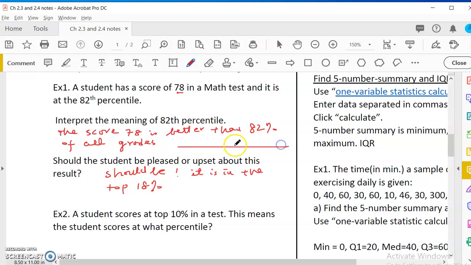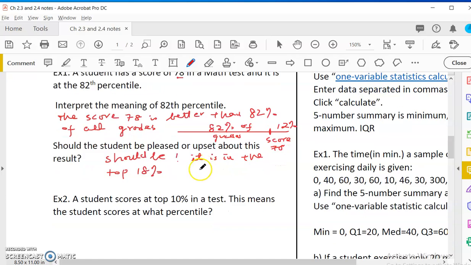If you look at this marking, this is the score of 78. There is 82% of people below. How do I know it's 82? Because it is the 82nd percentile. 82% of grades are below you. We don't know what they are. They are 70, they are 60 or whatever. And then there's 18% of people above you. So you should be quite pleased.